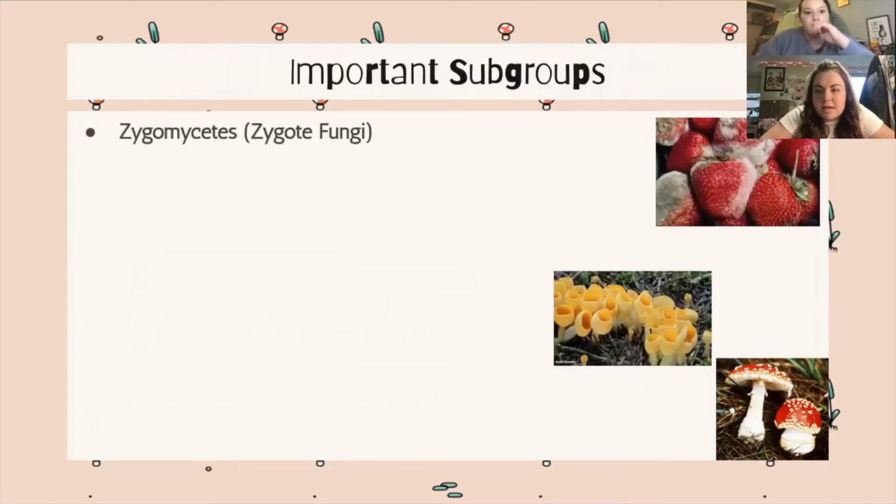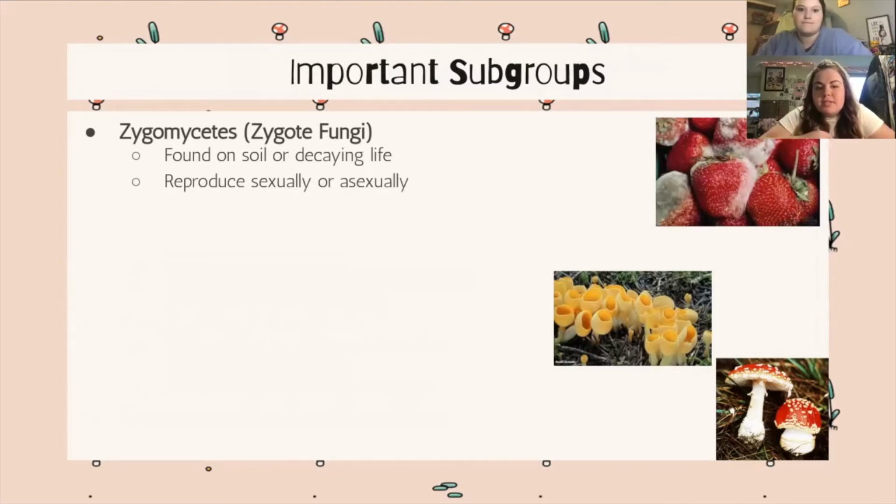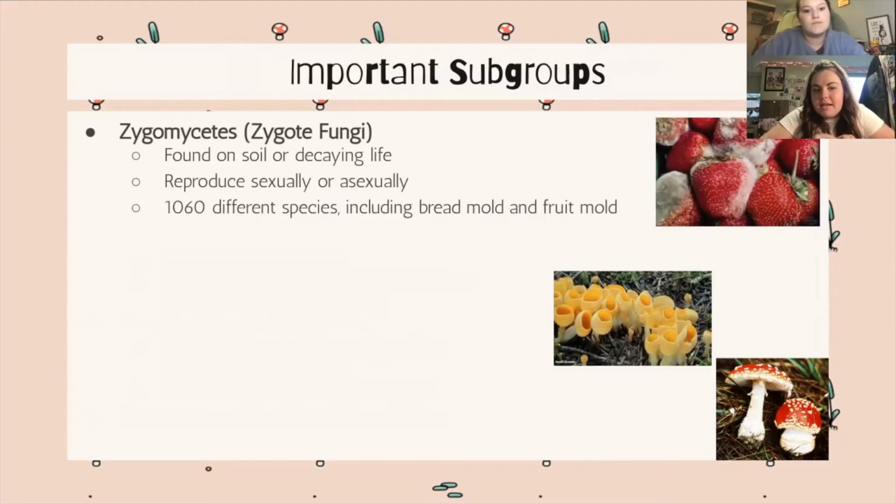So the subgroups of fungi include, I hope I say this right, the zygote fungi. That's their more casual name. They are found on soil or decaying life. They reproduce sexually or asexually, and they have over 1,060 different species, including bread mold and fruit mold, like you see here on the strawberry.